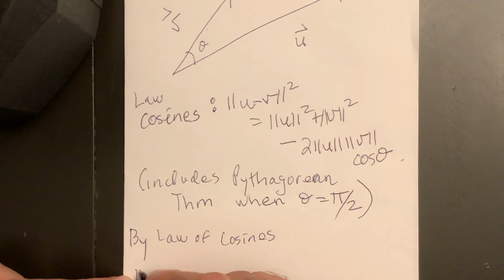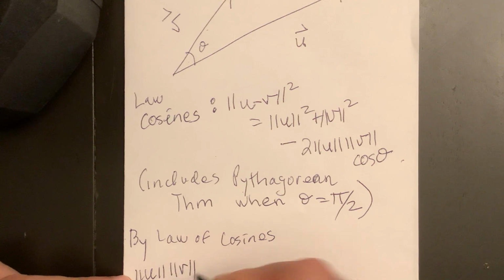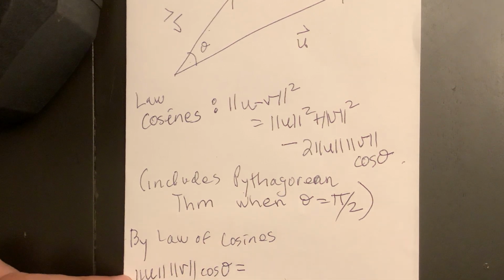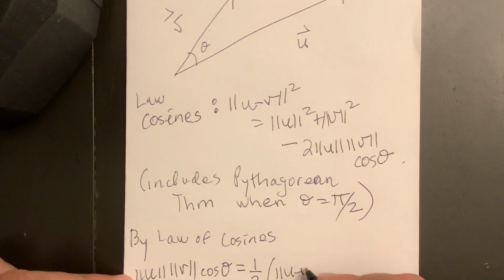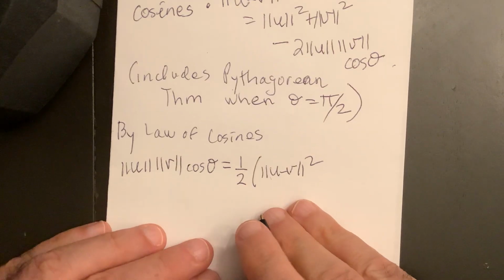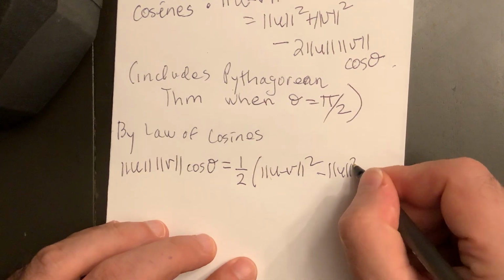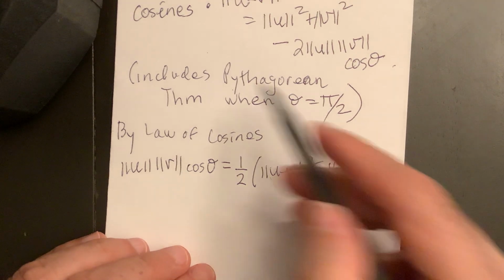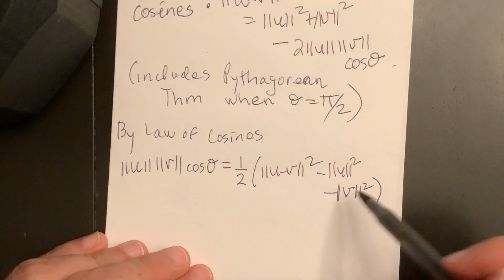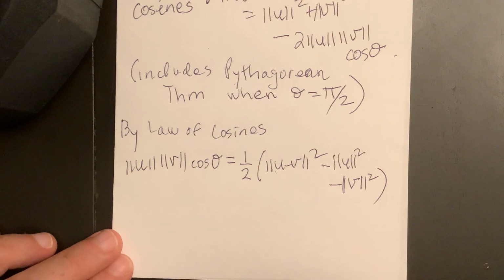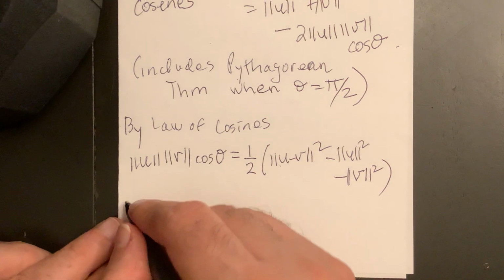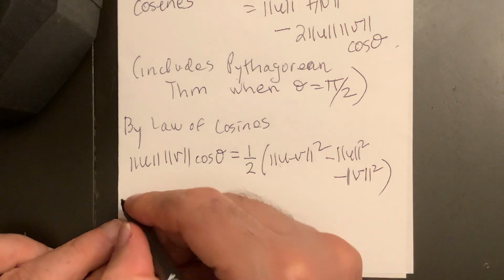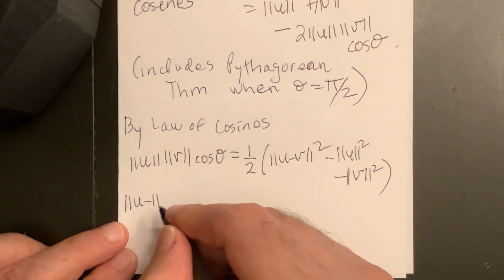So if I accept this identity, by the law of cosines, let's actually get what we want. We have U V cos theta is equal to, I will subtract and divide by 2. So I have 1/2 of U minus V squared minus U squared minus V squared. Right, just subtract. And now this part in here I can show is, what is this? U minus V squared.